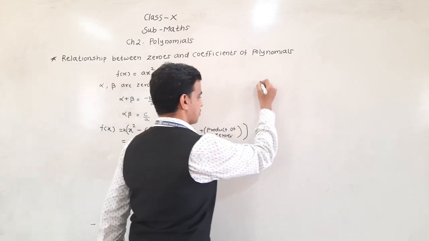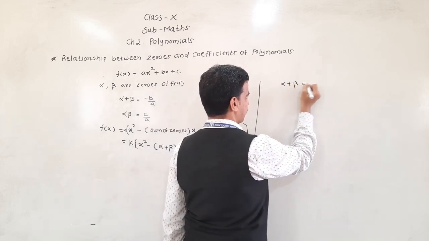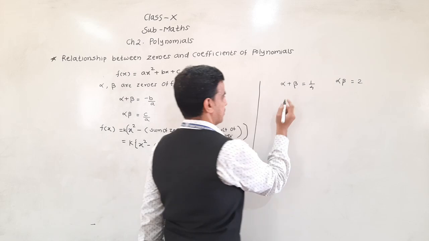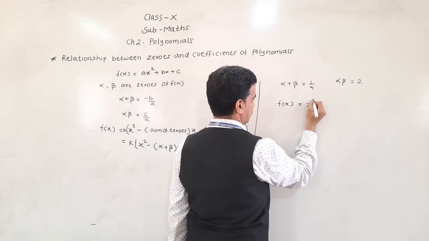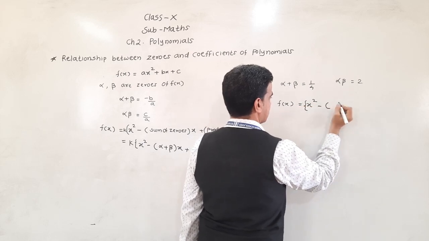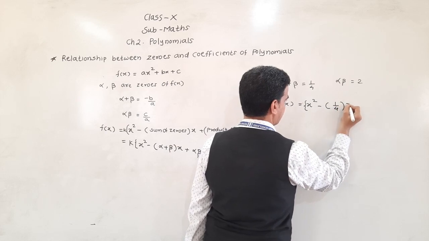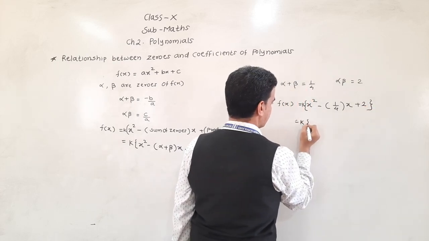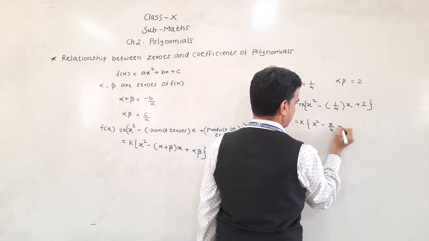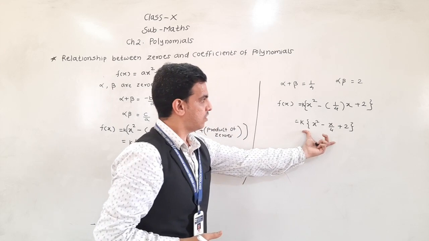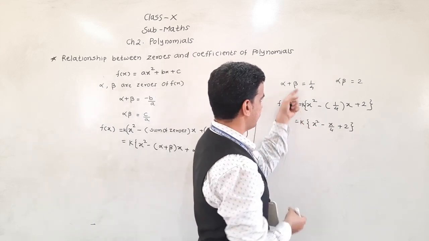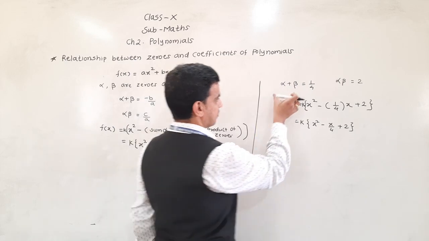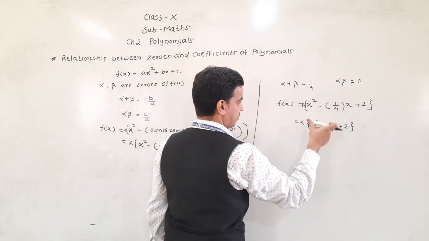Suppose alpha plus beta is given as 1 by 4 and alpha into beta is given as 2. So the quadratic polynomial we can form this way: f(x) = k(x² minus (alpha plus beta), that is 1 by 4, into x plus alpha into beta, that is 2), so k(x² minus x by 4 plus 2). This is the quadratic polynomial whose sum of zeros is 1 by 4 and product of zeros is 2. So if the sum and product are given, we can form the quadratic polynomial using this.